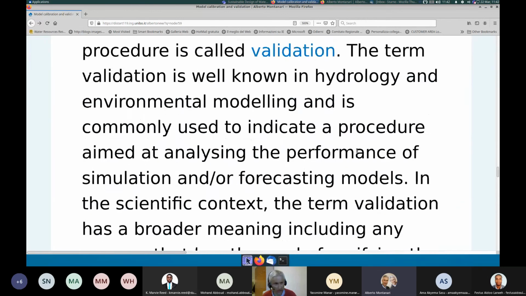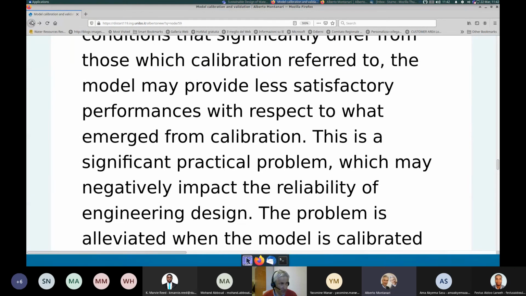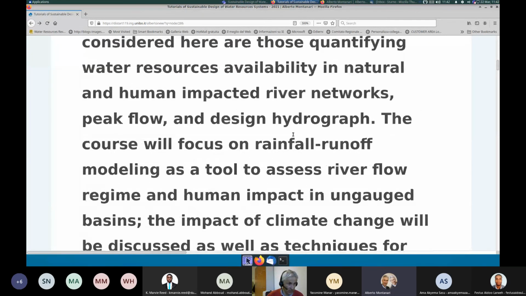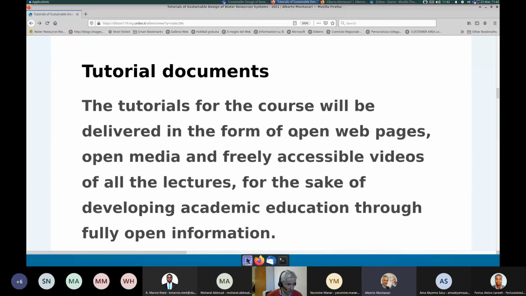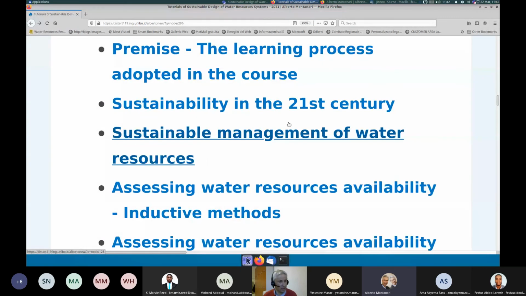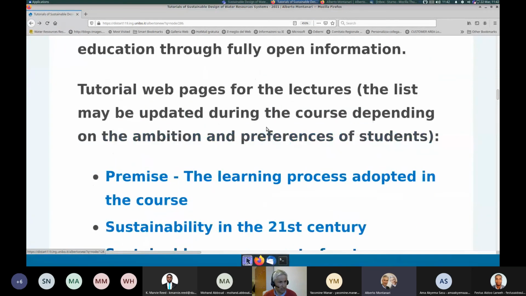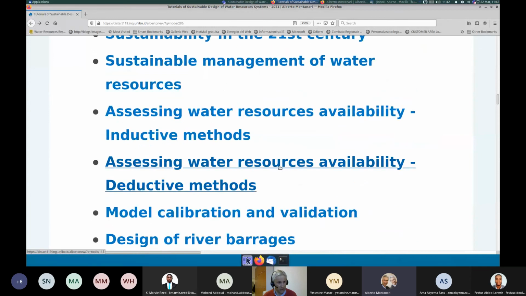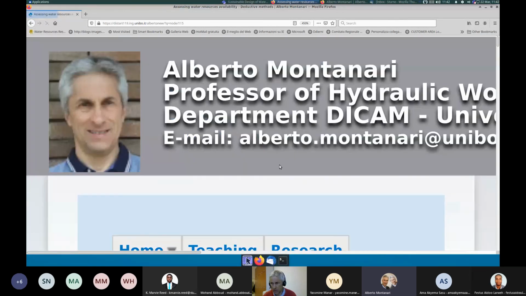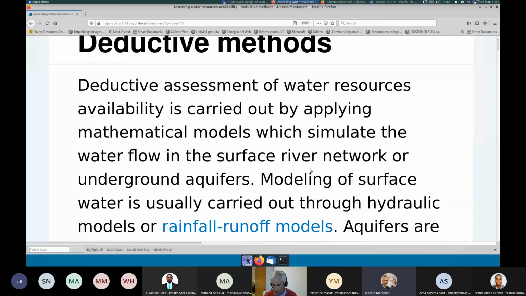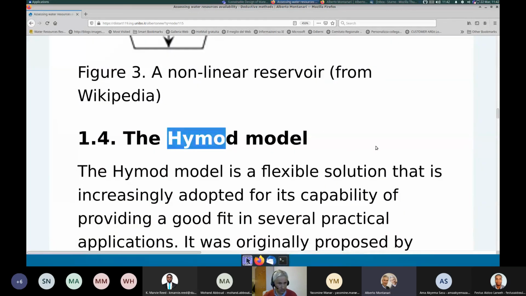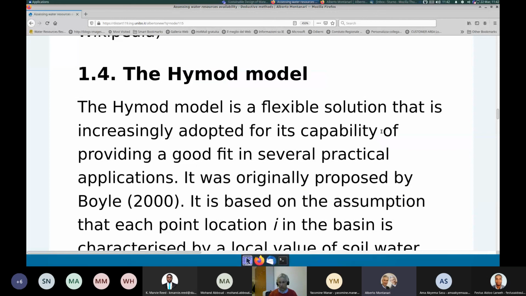While I go back to the previous list of lectures, where are they? Here. Let me open the previous link. Deductive methods. I go straight to the Imod model. The Imod model. Now, first of all, it's again a rainfall-runoff model. It's an analogy with respect to the linear reservoir. It's a similar approach.